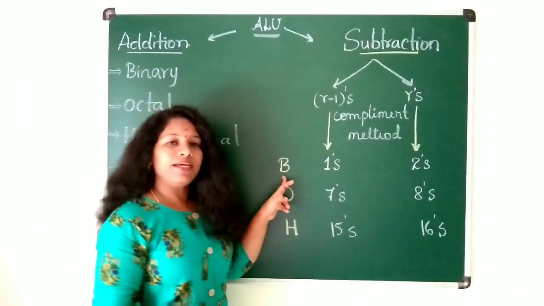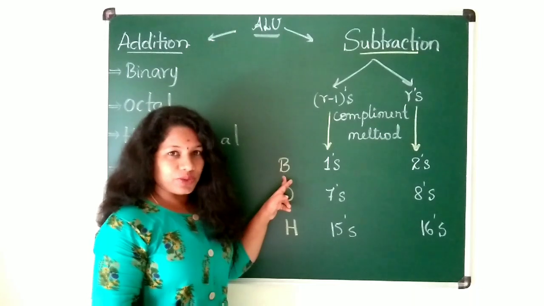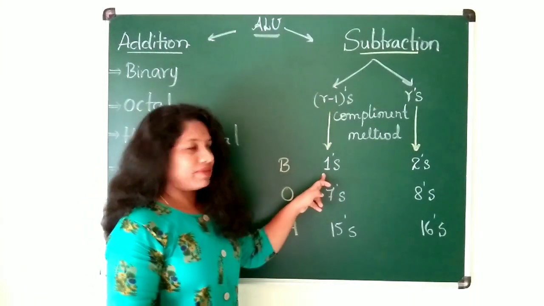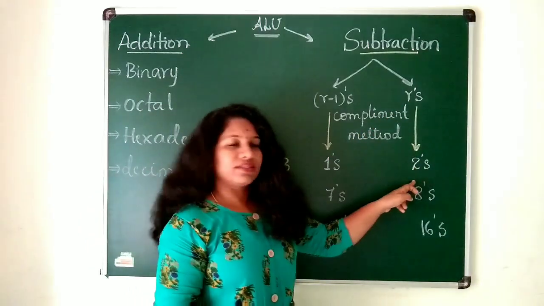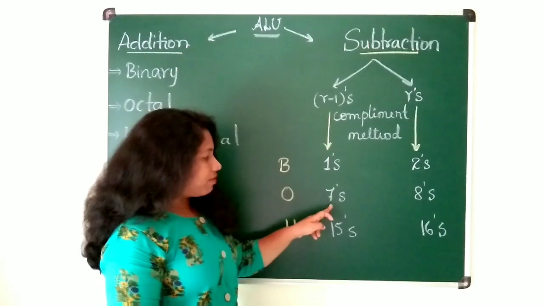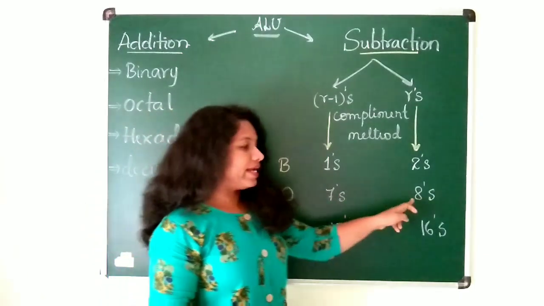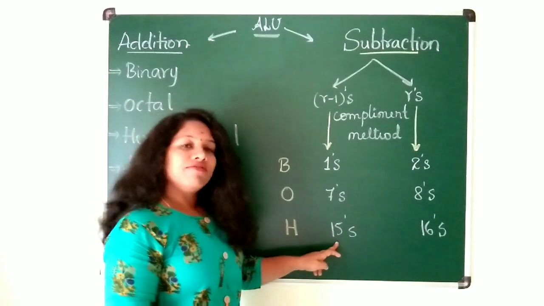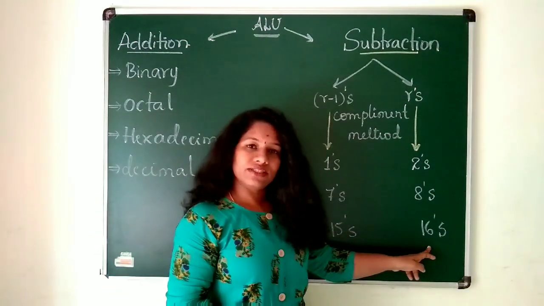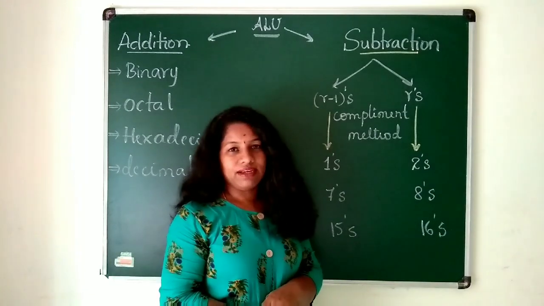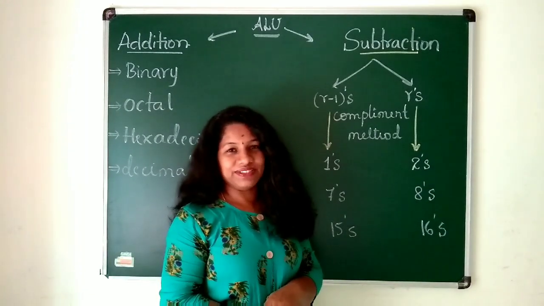If you take binary, then the radix value is 2, right? So R-1 is 1's complement method, and R's complement is nothing but 2's complement method. And then for octal, we are going with 7's complement method and 8's complement method. And for hexadecimal, we are carrying out 15's complement method and 16's complement method for subtracting the values. Let's start with the addition.